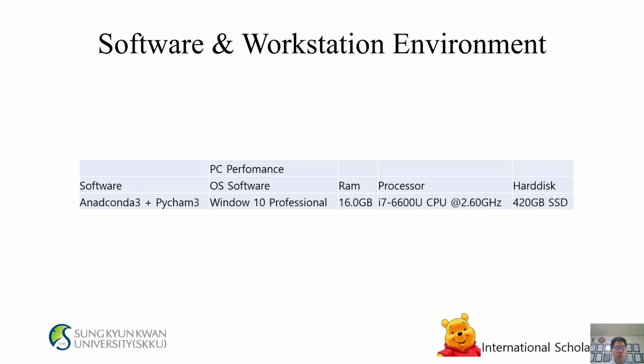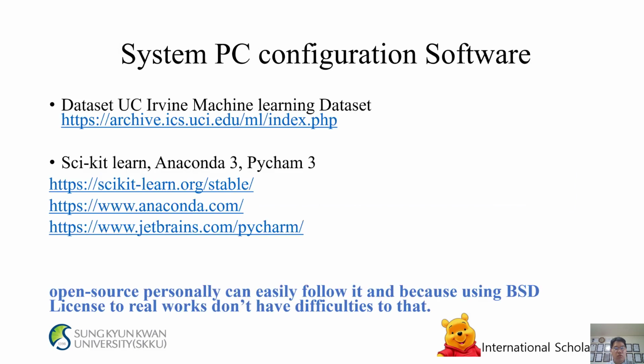Software and workstation environment. PC performance. Software: Anaconda 3 plus PyCharm. Operating system: Windows 10 Professional. RAM 16 GB. Processor i7-6600U, CPU 2.016 GHz. Hard disk 420 GB SSD. System PC configuration and software. Dataset used: household power consumption machine learning dataset. Scikit-learn, Anaconda 3, PyCharm. Scikit-learn stable from Anaconda.com and JetBrains, then PyCharm.